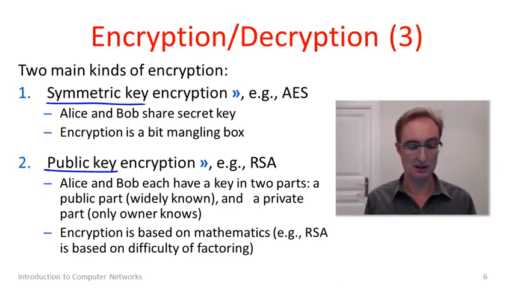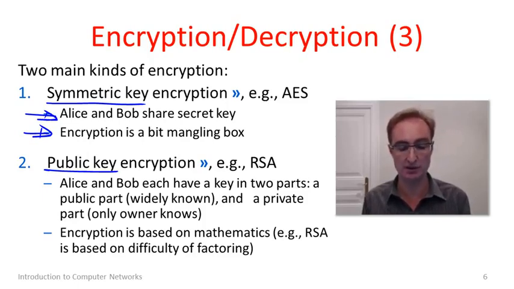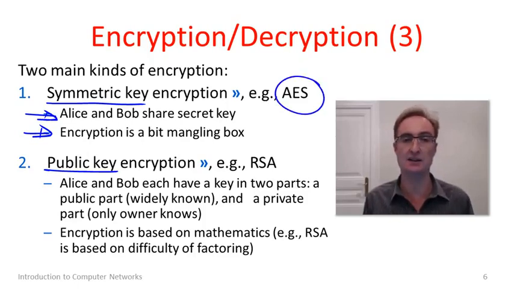I'll go into both in detail, but in a nutshell, the difference is the way the keying and the encryption is done. In symmetric key encryption, Alice and Bob both have the same secret key. So they're sharing a key, and it's got to be secret. If you know the key, everything's over. Encryption is really mangling the bits of a message using this key in some way, making them unrecognizable by mixing them up. An example of a symmetric encryption scheme that you might have heard of is AES, the Advanced Encryption Standard.